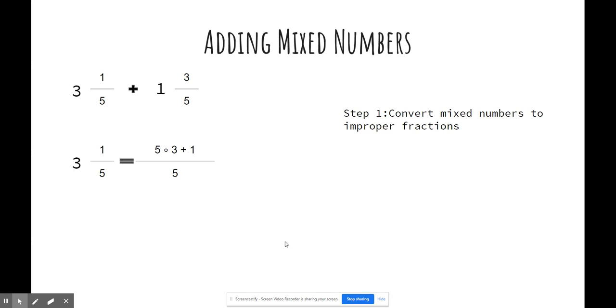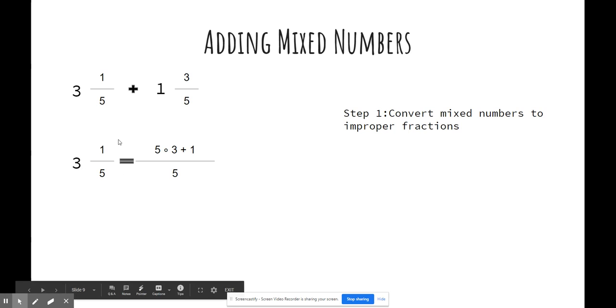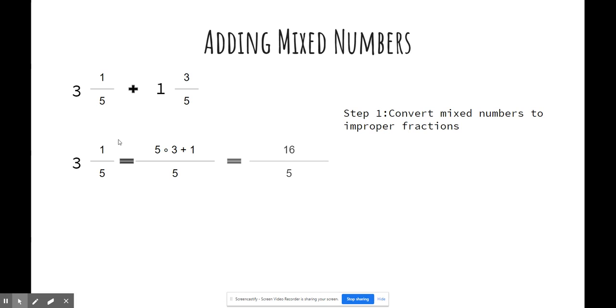Okay, so again, it's our denominator times our whole number. So 5 times 3 plus 1, all over 5. 5 times 3 is 15, plus 1 gives me 16 over 5. And now we can do it again for the other fraction. 5 times 1 is 6, or excuse me, is 5, plus 3 is 8, 8 over 5.